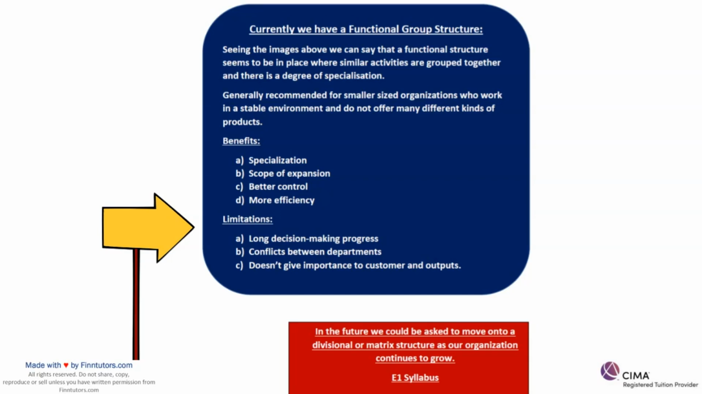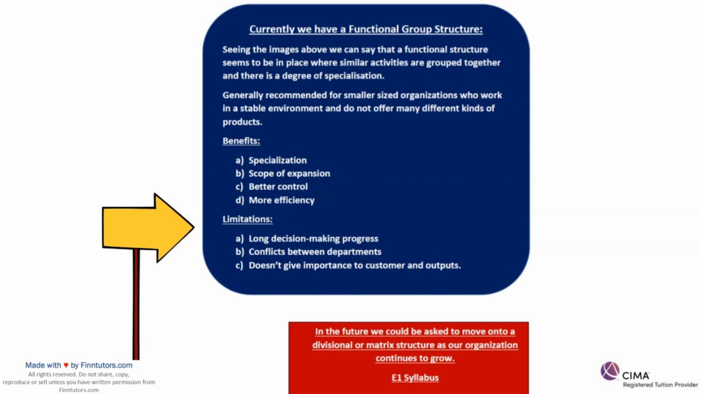So, keeping this in mind, there can be a very realistic exam scenario which says that okay, now TreadCushy is looking to grow and expand. They've outgrown the functional structure. They're looking at a divisional or a matrix structure as the organization continues to grow. So this is your E1 syllabus. You should know what a matrix structure is. You should know what a divisional structure is and think how it can be applied to TreadCushy as the company keeps growing.